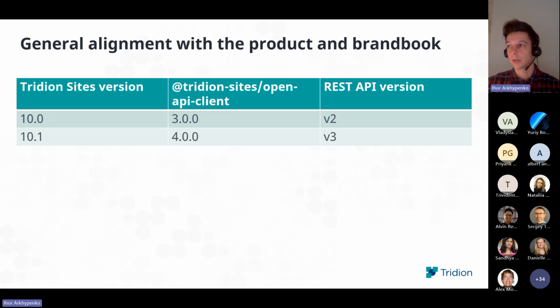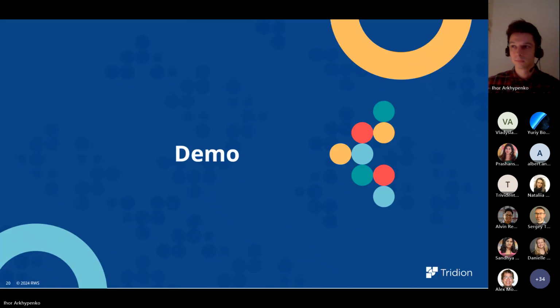Our OpenAPI client package has been updated and now uses the latest Tridion Sites REST API. And if you're interested in any of the new features available, please make sure you update the client package as well. On this table, you can check the match between versions of the product and the client package. And now we will dive into the demo, and I will start with the existing examples to walk through the main updates to focus on.